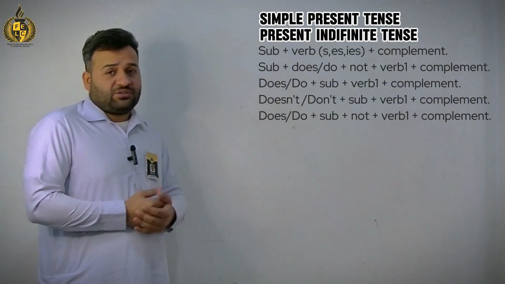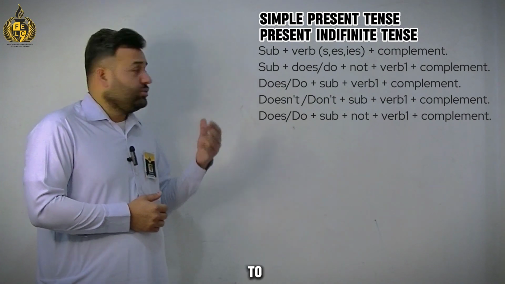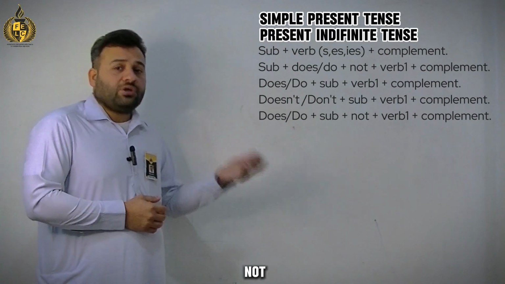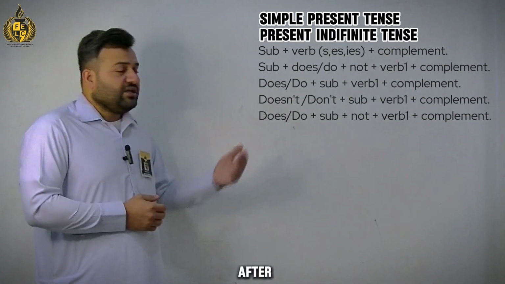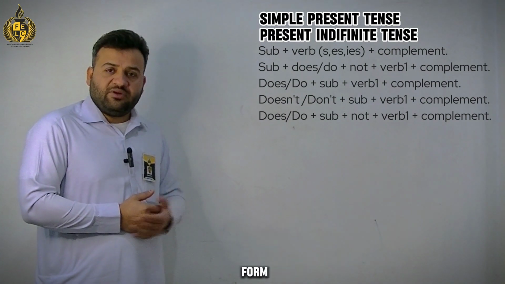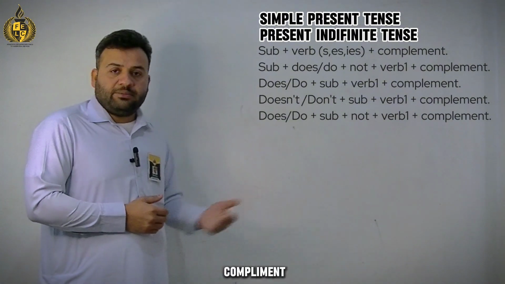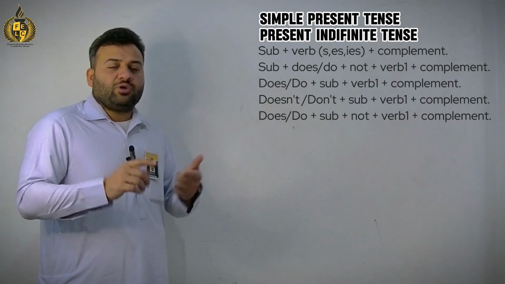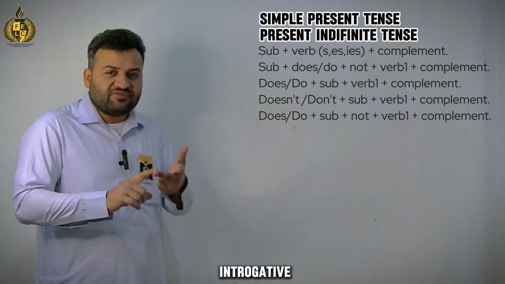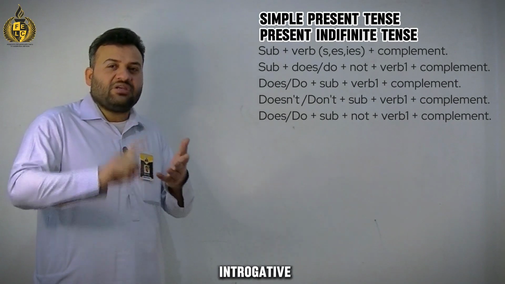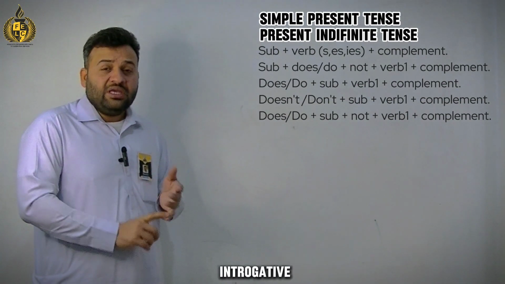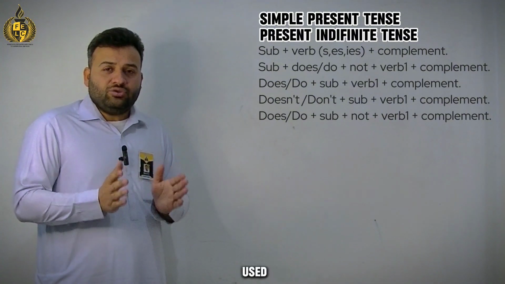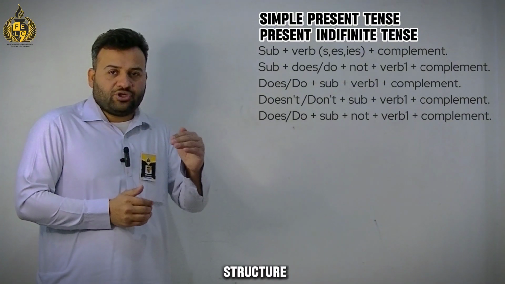And in the British structure, you can see that first we have to use does and do. Then after that we will use the subject, then not. Okay, and after that we will use the first form of the verb and the complement. So it means that we will use the first form of the verb in the negative structure, in the interrogative structure, in the American negative interrogative, and in the British negative interrogative. It is only changed, and S, ES, IES is used with a verb in the positive structure only.